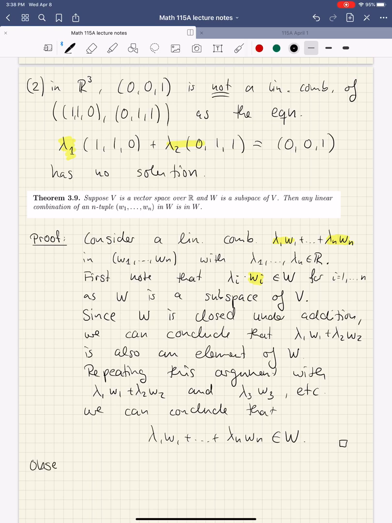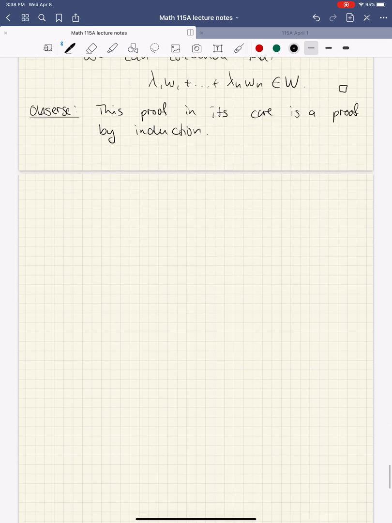Observe we could have proven this by induction. We are proving this by induction, but what I mean is that we could have also written it down as an induction. We will learn this later in more detail, how to prove by induction, if you haven't already learned this before.